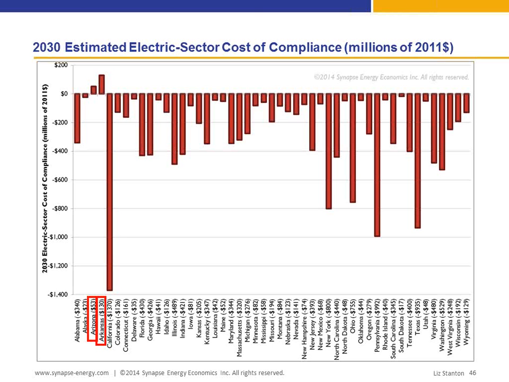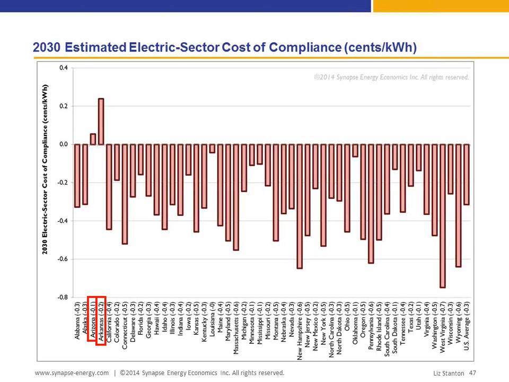I've also done this dividing it through by the expected generation in 2030 to come up with a cents per kilowatt hour measure of these costs. And you can see that the benefit to states is all less than a cent per kilowatt hour, and the two states that have costs are less than 0.3 cents per kilowatt hour. And this is how that works.